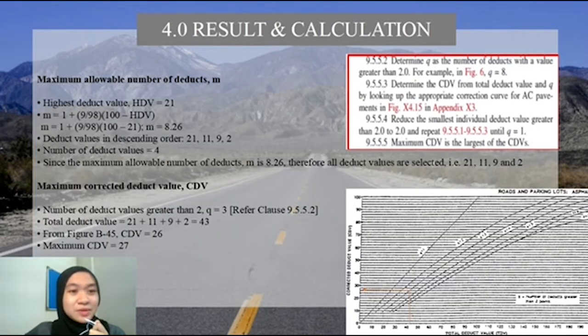Now, we need to determine the maximum allowable number of deducts, or M. So based on the calculation before, we can identify that the highest deduct value is 21.